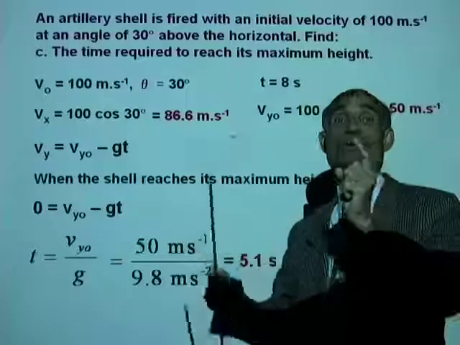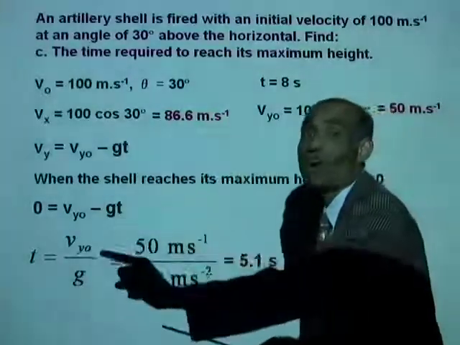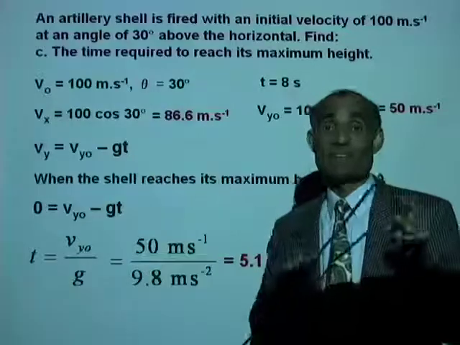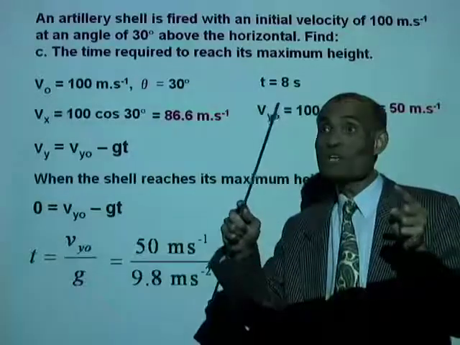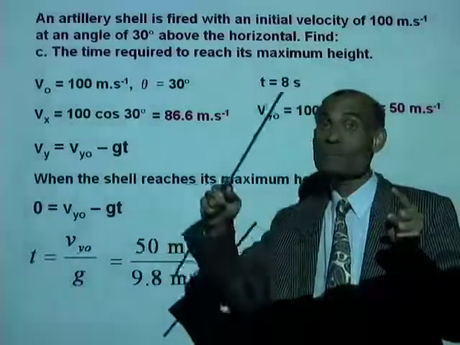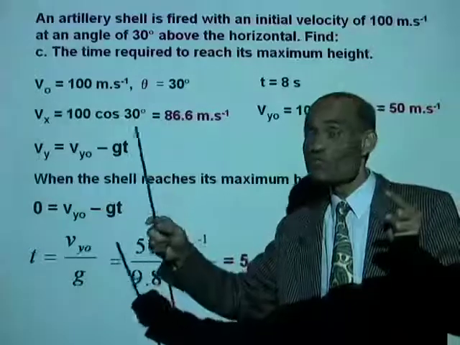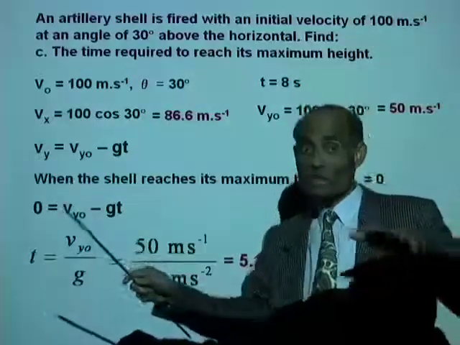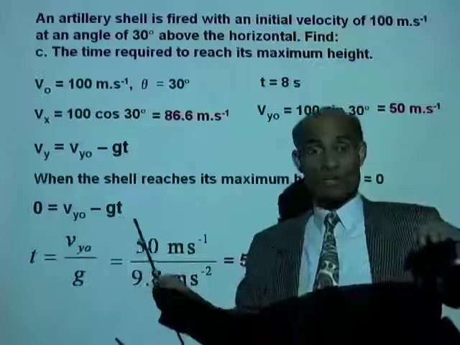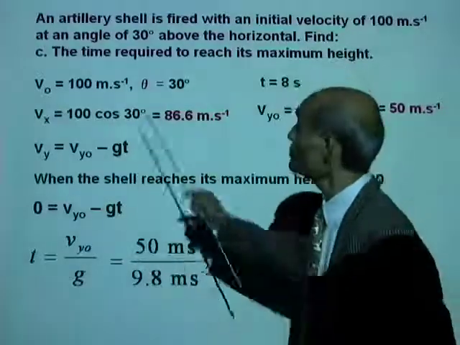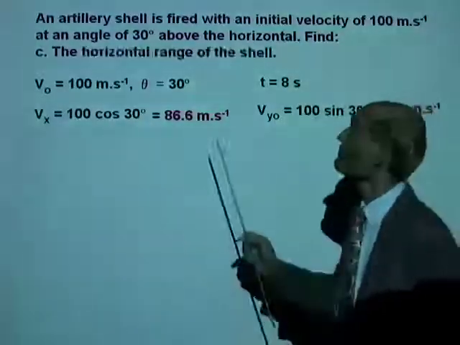Well, can you tell me now, if the time taken to reach the maximum height is 5.1 seconds, what is the time of flight of that shell? The time of flight will be double that time. The time taken to reach the maximum height is equal to the time taken to return to the same horizontal level. Alright, we will use that in our next section.